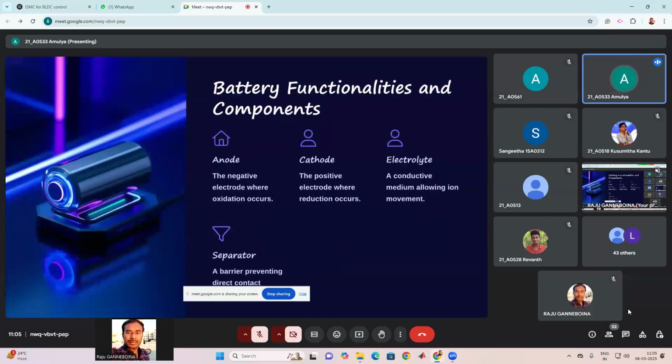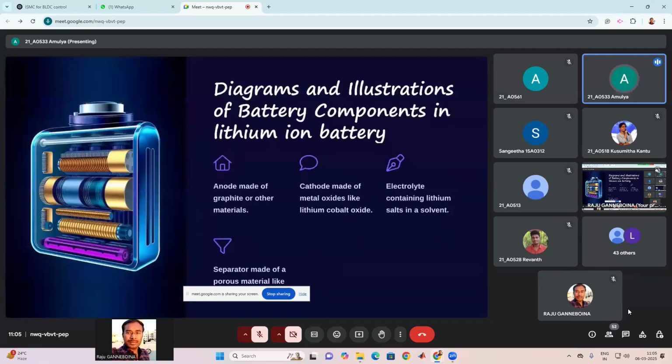The anode is the negatively charged electrode, where oxidation occurs. The cathode is the positive electrode, where reduction occurs. The electrolyte is a conductive medium where there is movement of ions and electrons in order to perform the chemical reactions, and there is a separator to prevent direct contact. Now we'll go into the components of the lithium ion battery. In the lithium ion battery, the anode is made up of graphite, and the cathode is made up of metal oxides of lithium, like lithium cobalt oxide.